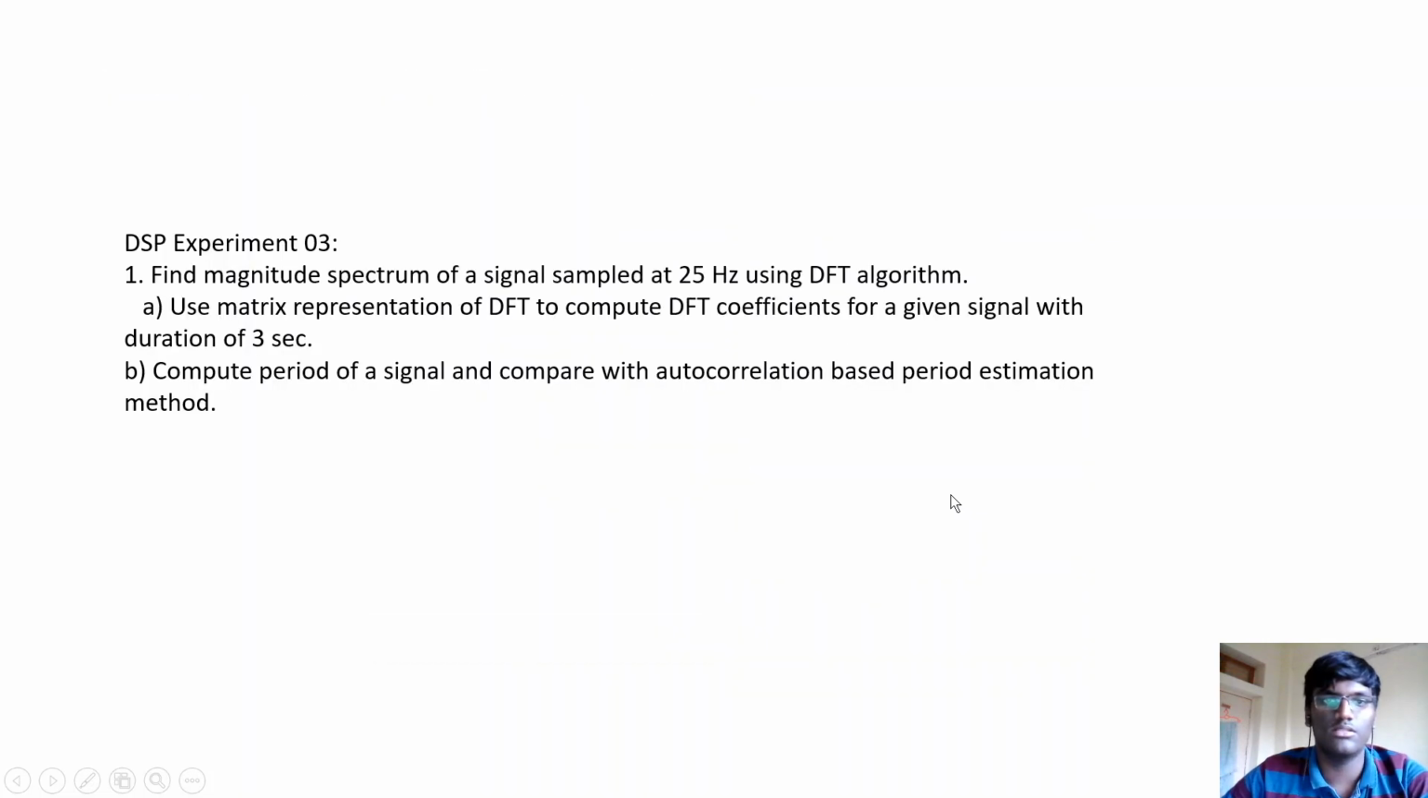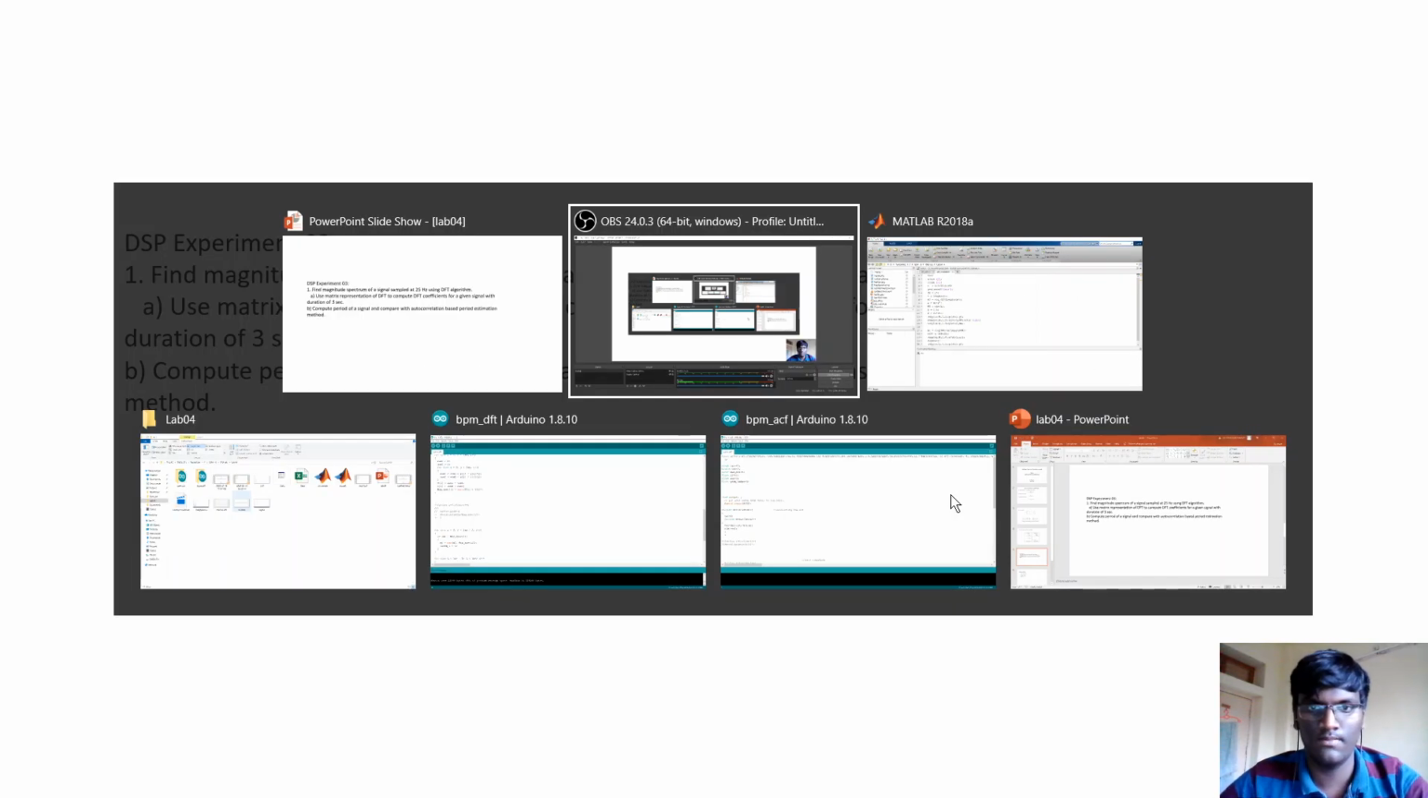Now moving on, the experiment here is to find the beats per minute of a given PPG signal using both DFT method and autocorrelation method, and compare them. The given PPG signal is sampled at 25 Hz and is recorded for 3 seconds. Now let's take a look at the Arduino code.